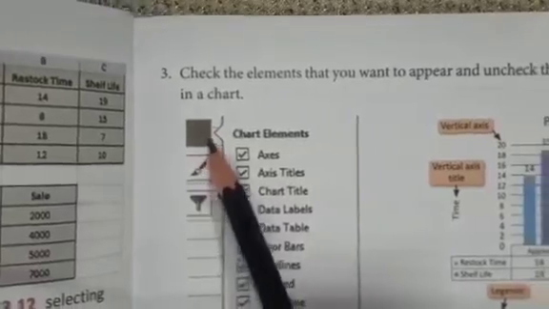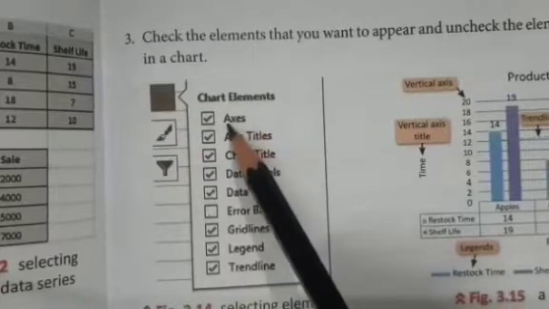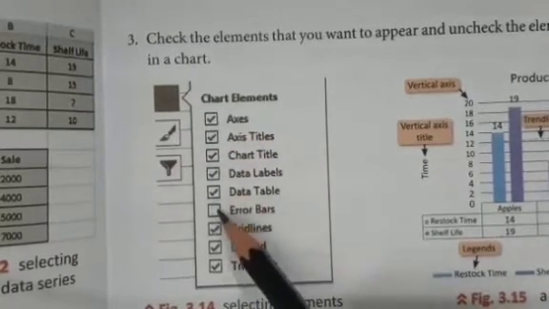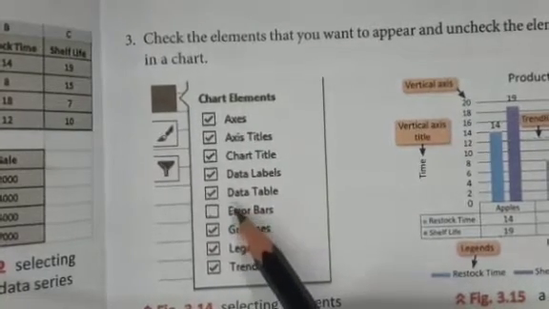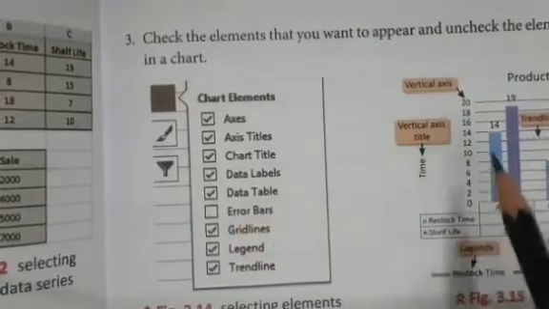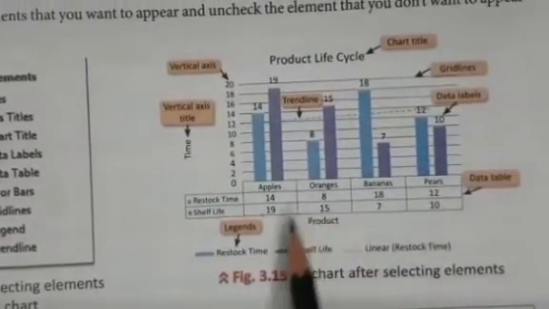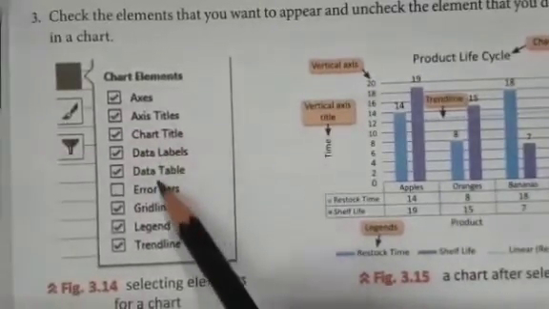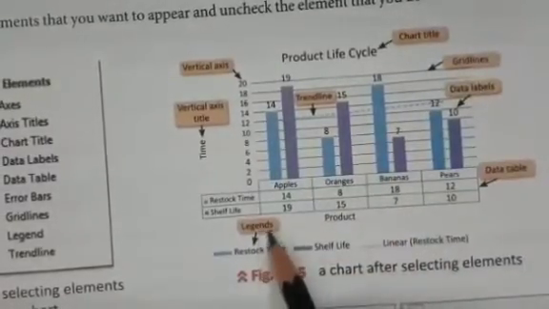Now check the elements. Chart elements are given. Check the elements that you want to appear on your chart and uncheck the elements that you don't want to appear in a chart. So by this way we can label or define the elements of a chart from the chart element button. You can see here in this example the selected elements are defined in the chart.